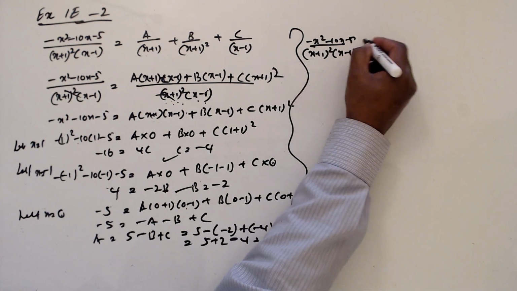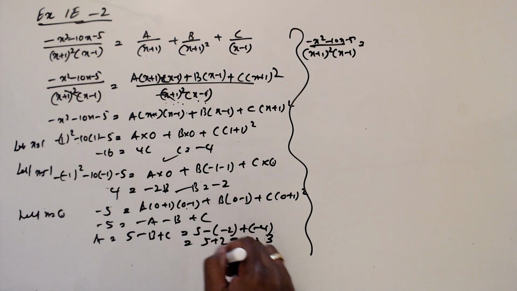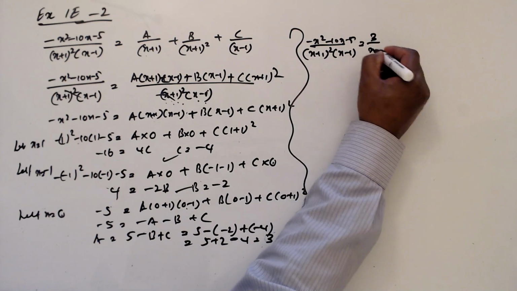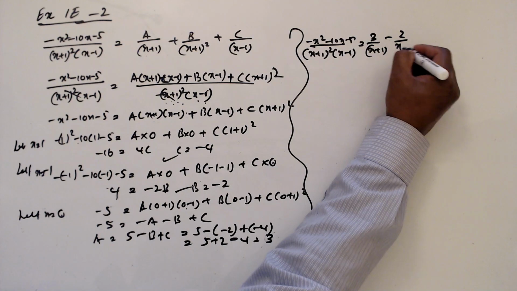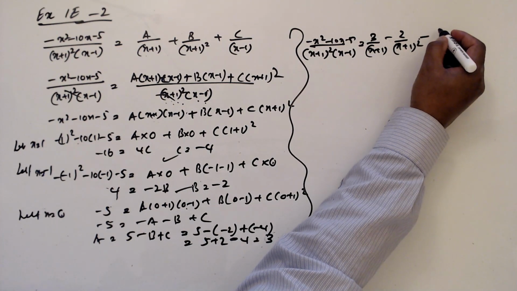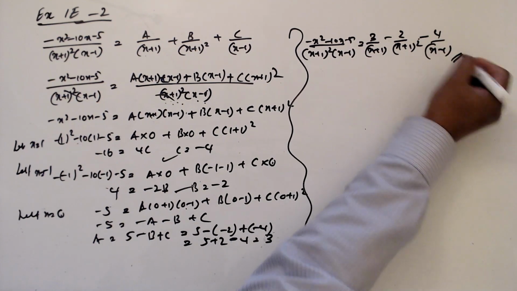So we can write the partial fraction as minus x square minus 10x minus 5 over (x plus 1) square (x minus 1) equal to a, which is 3 over x plus 1, then minus 2 over (x plus 1) square, then plus c value, which is 4 over x minus 1.